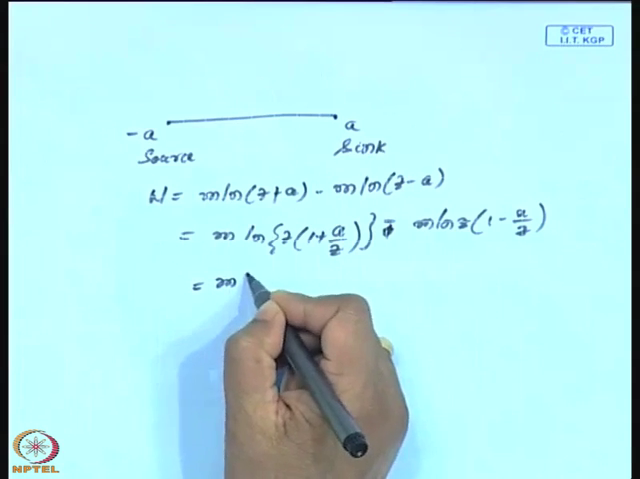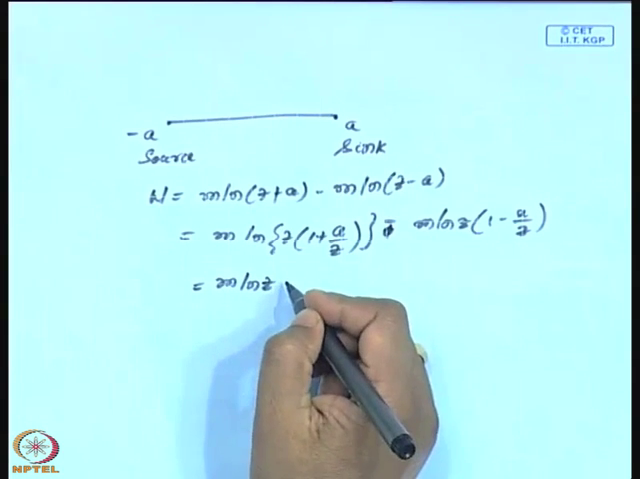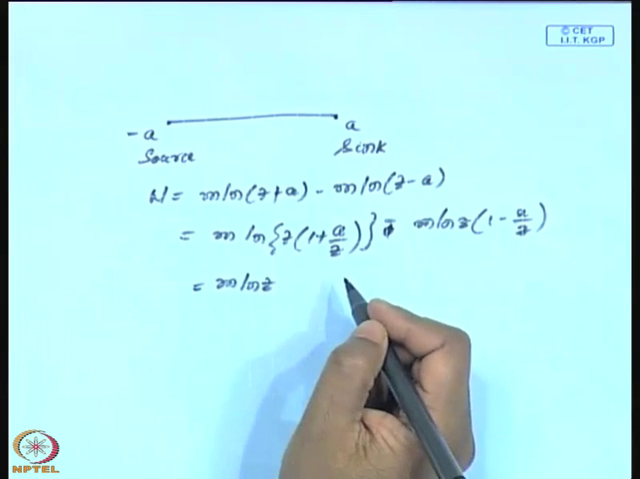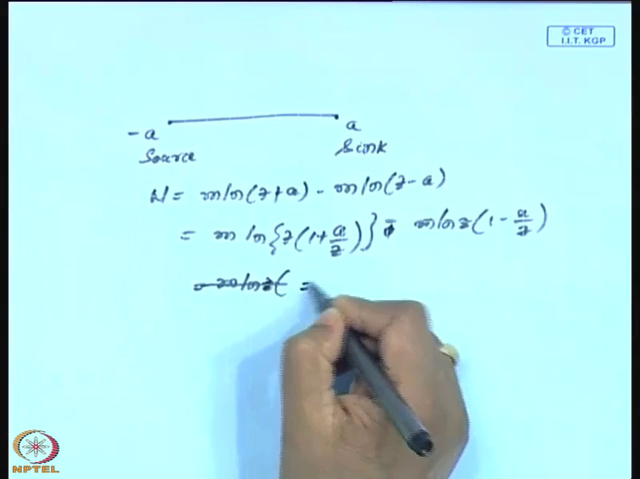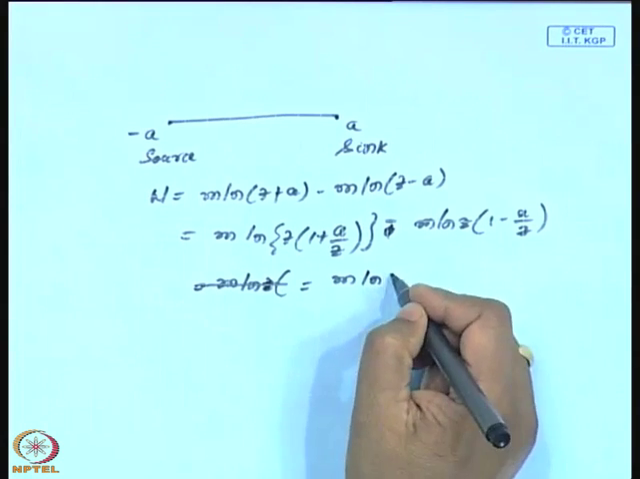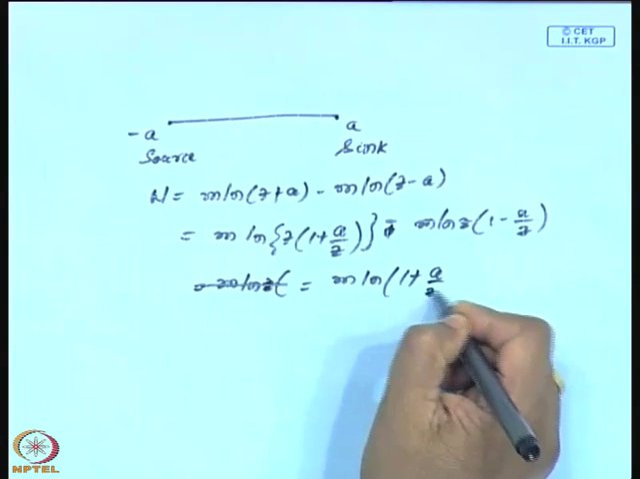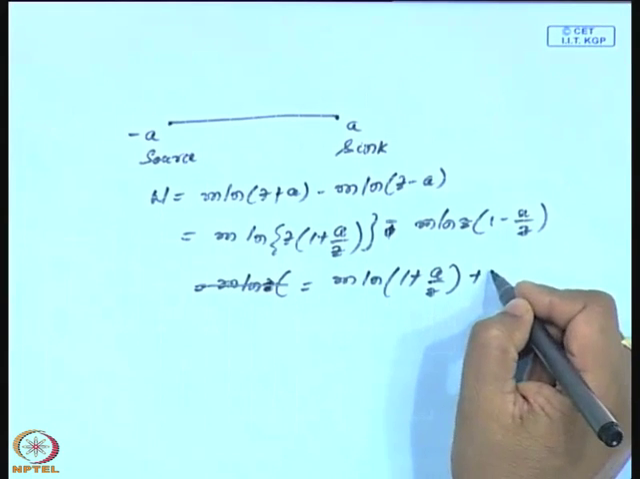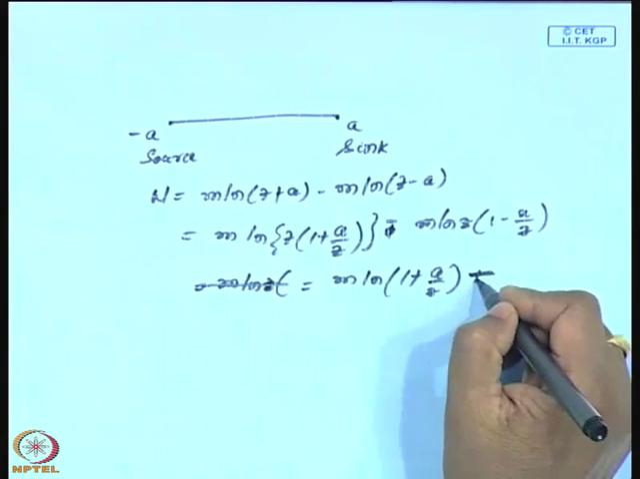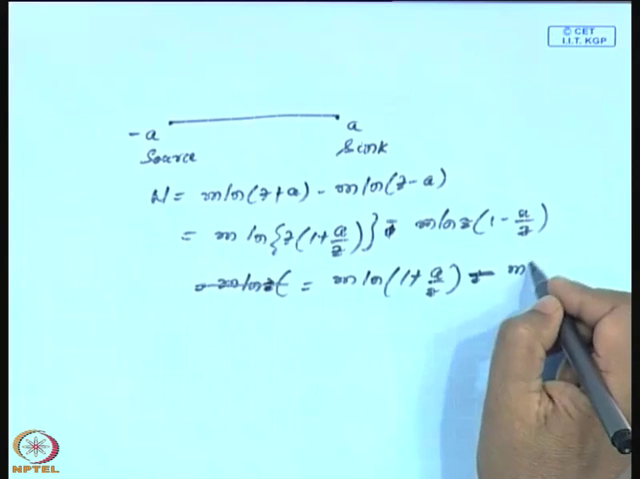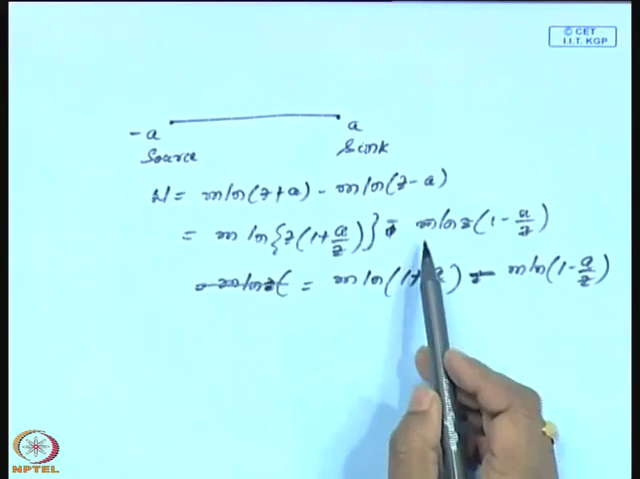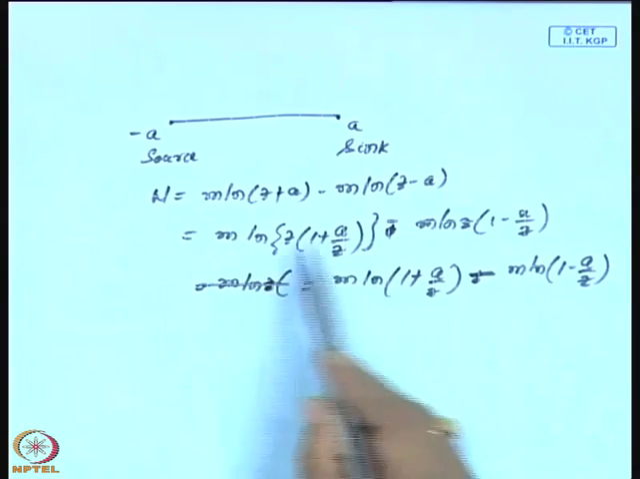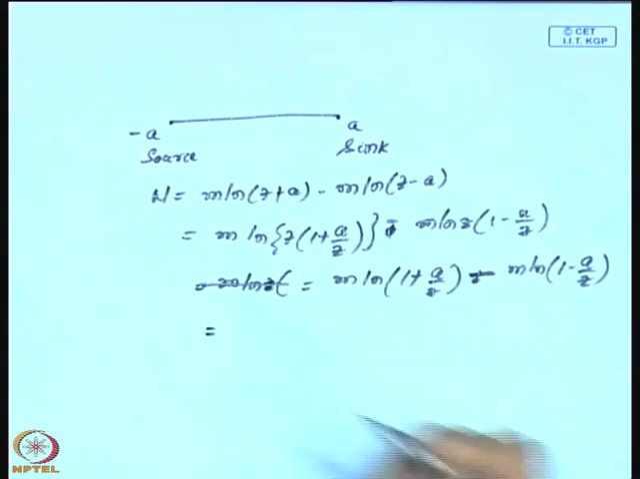First term will be m log z, rather I will say m log (1 plus A by z) plus or minus m log (1 minus A by z). Because I have an m log z term here, they will cancel, and that gives me.